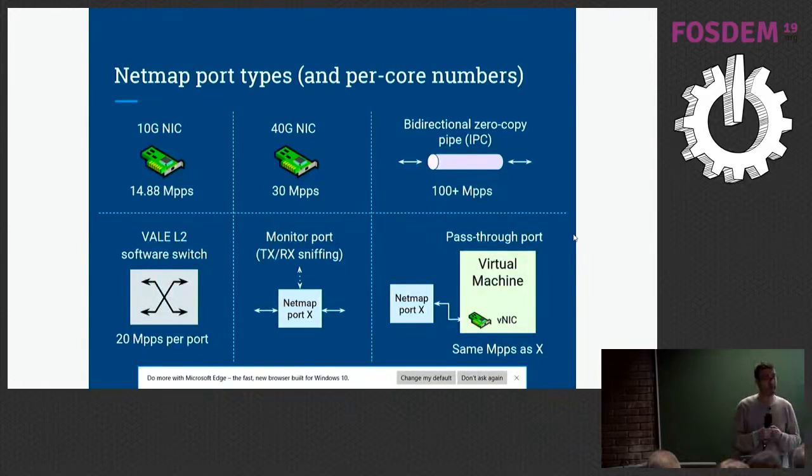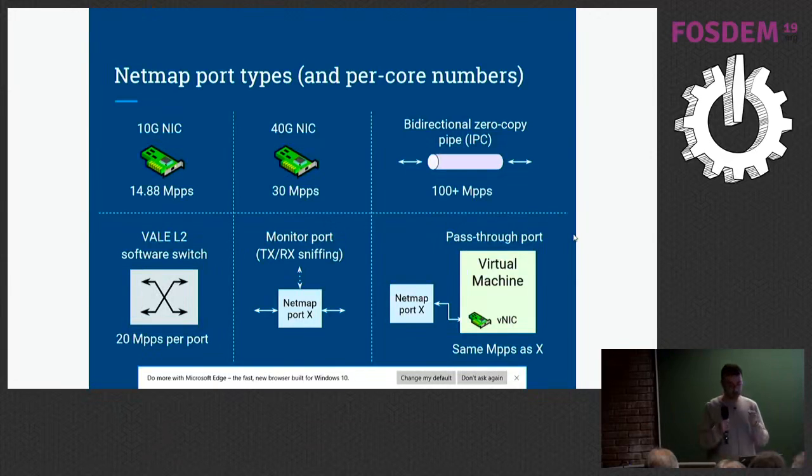We also support monitor ports for sniffing. Sometimes you have a network application using some ports and you want to see what's happening from a separate process. You want to sniff traffic, you can do that with a special port. Today I'm going to talk mostly about the last one, which is the pass-through port. So the idea is that you have a network port in the host machine. It can be a NIC, it can be a port of a switch, it can be a software switch, it can be a pipe or whatever you like.